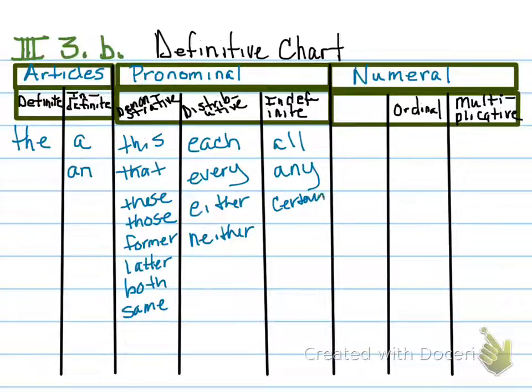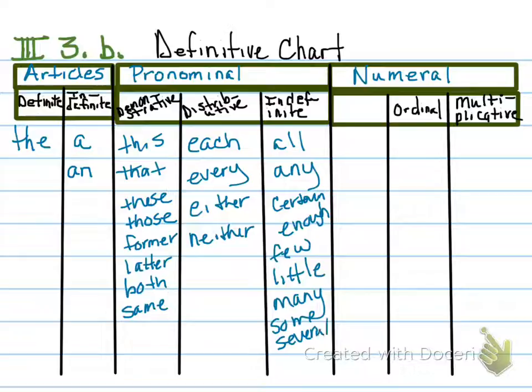certain, enough, and we don't count the exact number. We say, oh, there's a few. Again, we don't give an exact number. We just say little when we're describing a noun, or many. So we're not precise. Some, several. Those are adjective words that are not definite.